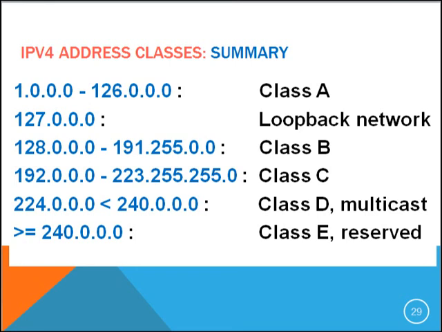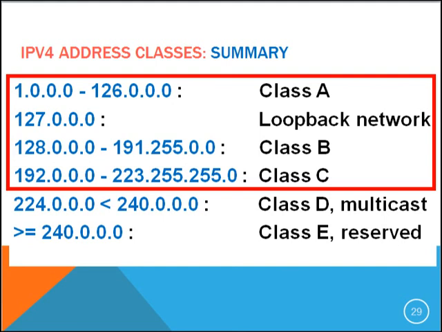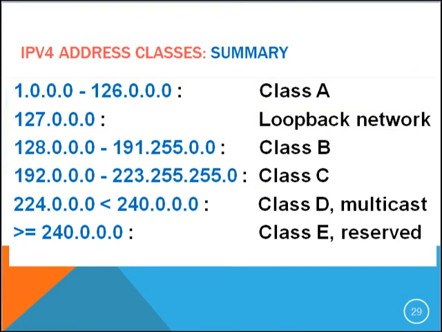So this is a summary of all the classes in the IPv4 addressing scheme. For the purpose of the exam, we will only concentrate on class A, class B, and class C. Class D and class E are reserved for multicasting and other reserved addresses. Taking note that 127.0.0.0 is a special address known as the loopback address. Usually we use it for debugging and troubleshooting purposes.